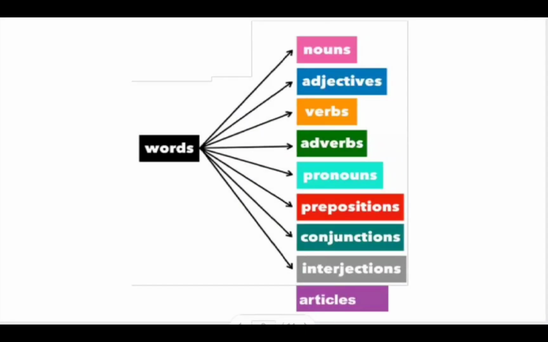So let me just stick this for you. Okay, we did nouns, we did adjectives, we did pronouns, and we did articles. Today we shall be doing verbs and adverbs. Alright, so we'll be done with at least 1, 2, 3, 4, 5, 6 of them.